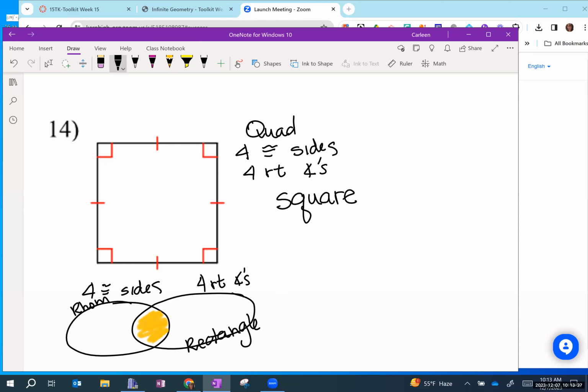Okay, now you're thinking, I can look at that and tell it's a square. But this is the proof. If it has 4 congruent sides, it's a rhombus. If it has 4 right angles, it's a rectangle. If it has both, it's a square. Okay, it has to have 4 congruent sides and 4 right angles.